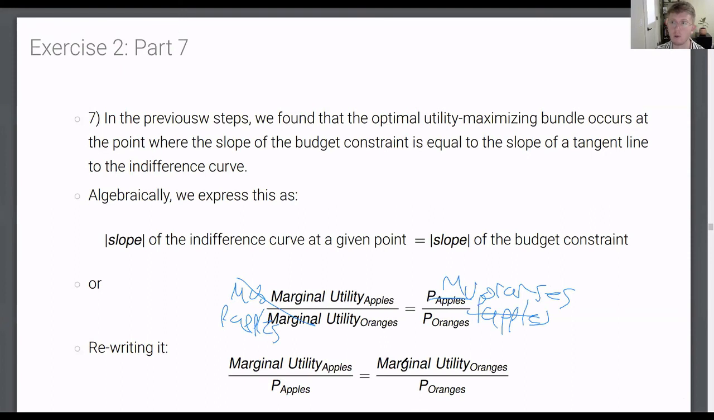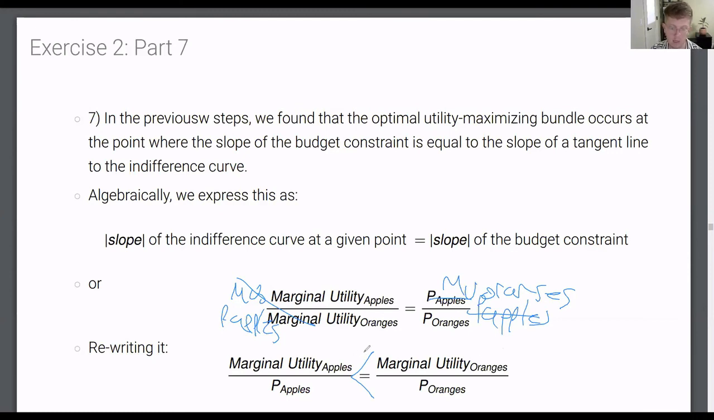And this makes sense. The reason is that each of these terms is essentially saying how much marginal utility you're going to get per dollar. Suppose that instead of being equal, the marginal utility of oranges per dollar spent on oranges was higher. Then our consumer would want to give up some apples and consume more oranges, because for each orange consumed, they are going to get more utility per orange.